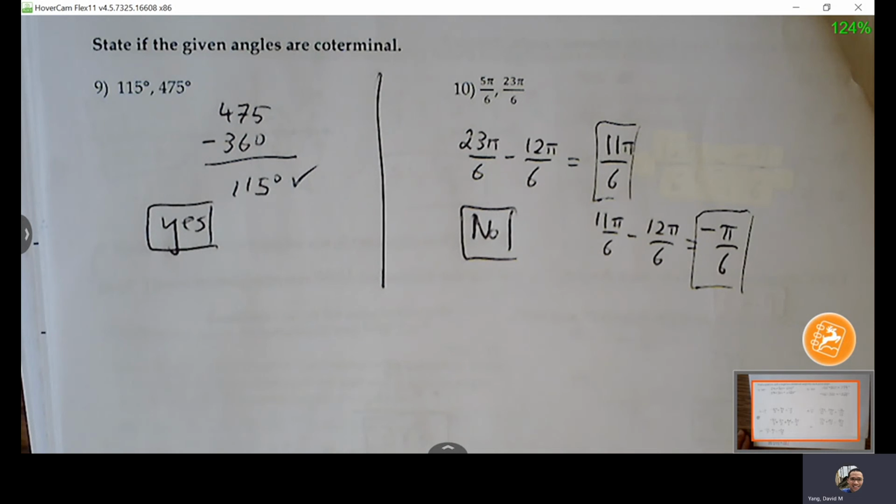5 pi over 6, I know that is going to be in the second quadrant. 23 pi over 6, I'm not so sure. So I'm going to keep subtracting 2 pi and see if it will turn into 5 pi over 6, but it never does. If I subtract 2 pi, I get 11 pi over 6. If I subtract 2 pi again, it takes me to negative pi over 6. It completely skips over 5 pi over 6. They're not coterminal angles.